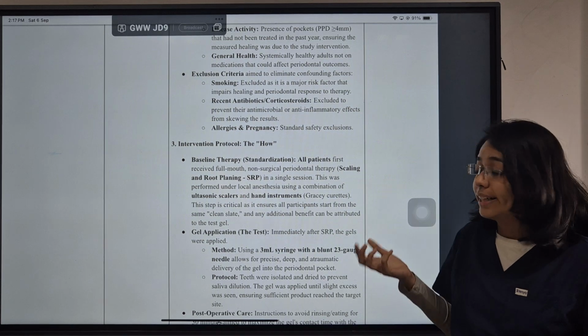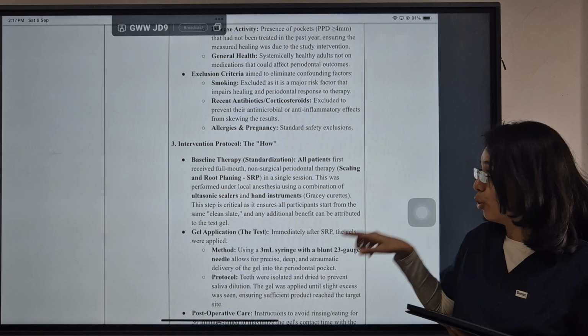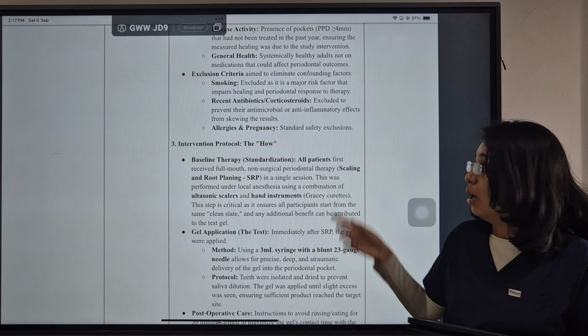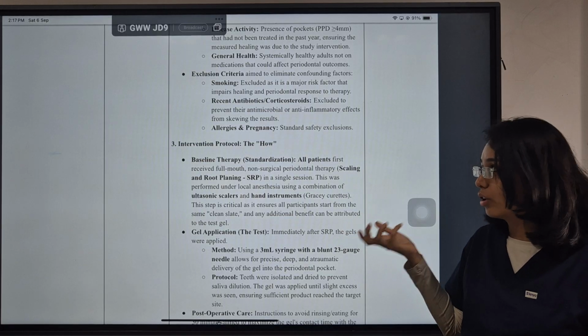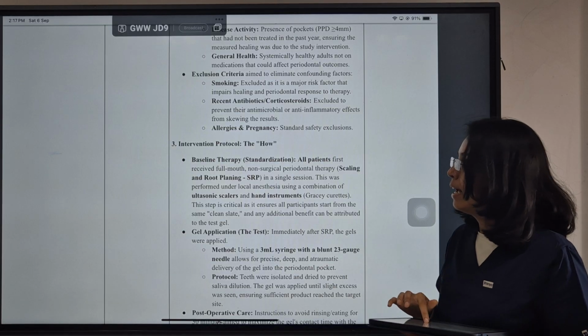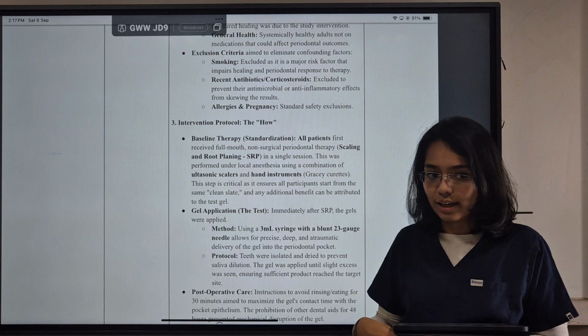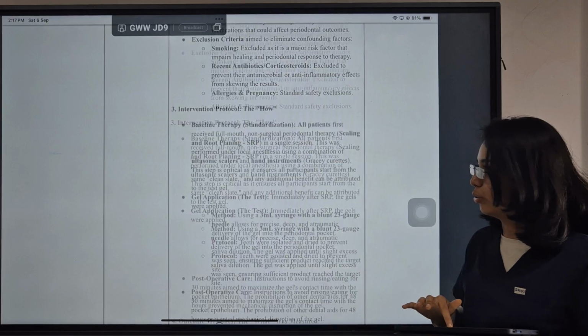So the exclusion criteria included patients who smoke and patients who had an intake of antibiotics or corticosteroids. They were not included in the study. And then patients who were allergic to certain drugs and were pregnant were also not included.